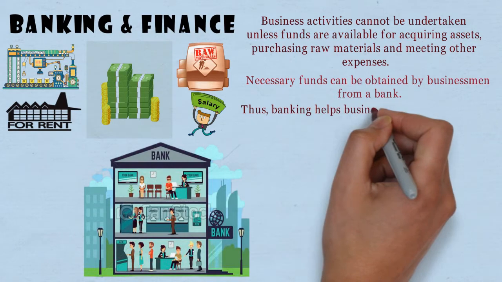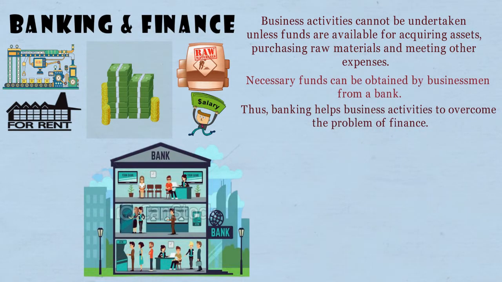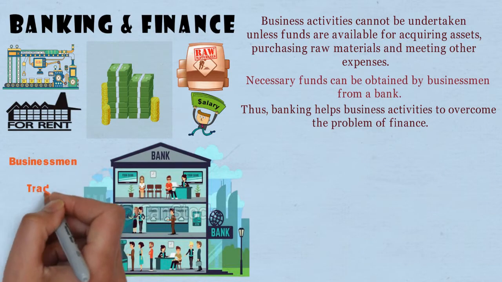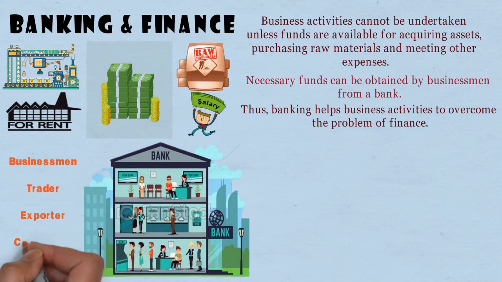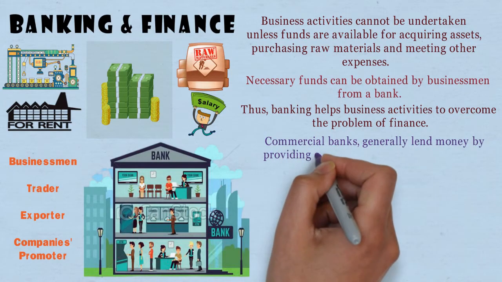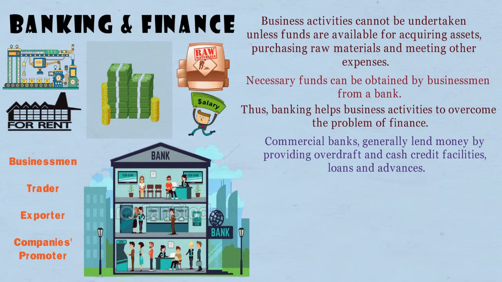Thus, banking helps business activities to overcome the problem of finance. Let us understand how bank helps businessmen, traders, exporters and company promoters. Starting with businessmen, commercial banks generally lend money by providing overdraft and cash credit facilities, loans and advances.